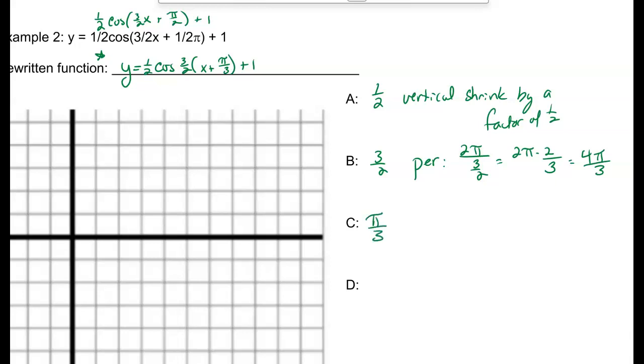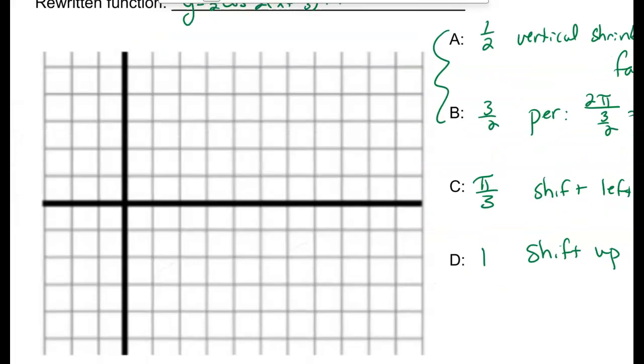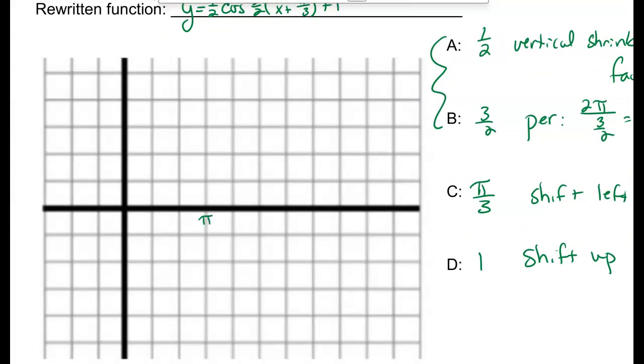Pi over 3, which means what? Shift left, pi over 3. All right, what's yours, d, this time? So we shift what? Up 1. All right, that's easy verbalization, easy for us to do. We put the first two together, and like I said, I would go up by thirds.